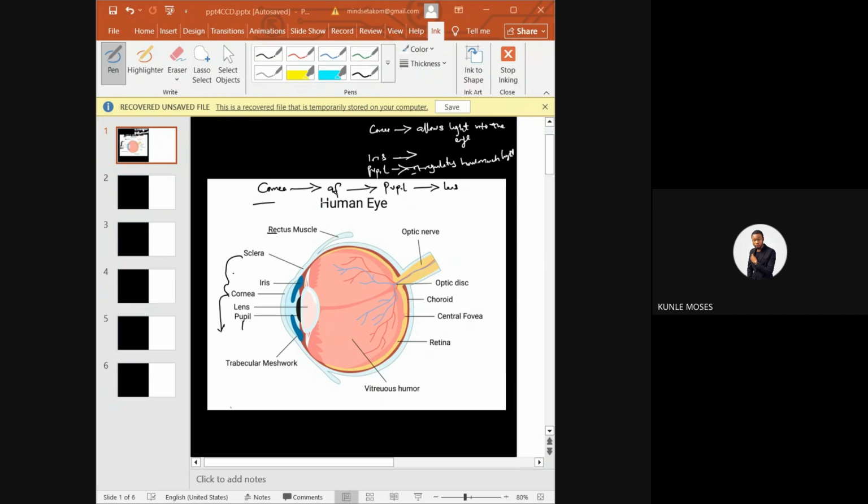So the iris, we said, is connected to the pupil. They will be adjusting the pupil depending on the light intensity. So if it needs to take more light, then we have to increase it. If it needs to take less light, it will be reduced. So the iris adjusts the pupil based on the light intensity. I believe that is clear.